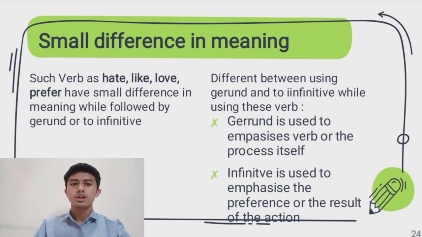Next, small difference in meaning. Such verbs as hate, like, love, prefer have a small difference in meaning when followed by a gerund or to infinitive. The difference between using a gerund and to infinitive with these verbs: the gerund is used to emphasize the verb or the process itself. The infinitive is used to emphasize the preference or the result or the action.